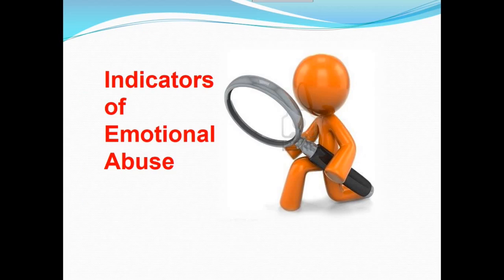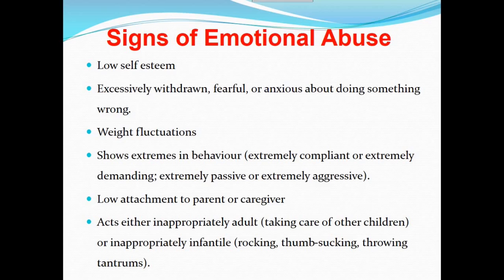So for some indicators of emotional abuse, some signs that a child may be experiencing it, we have things like low self-esteem, eating disorders, speech disorders, extreme fluctuations in weight, whether they're gaining a lot of weight or losing a lot of weight, nervous disorders, excessive withdrawal from social situations. Maybe they seem fearful or anxious about doing something wrong. Maybe they seem extremely afraid of certain people or certain rooms in the house or certain situations, or they're extremely socially awkward. And maybe they don't even seem to be attached to the parent or the caregiver.